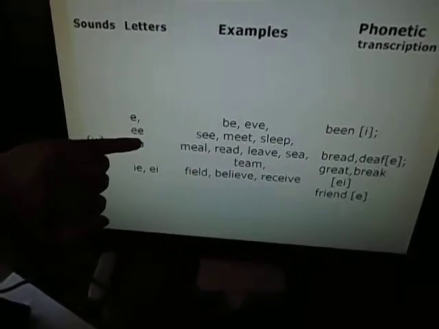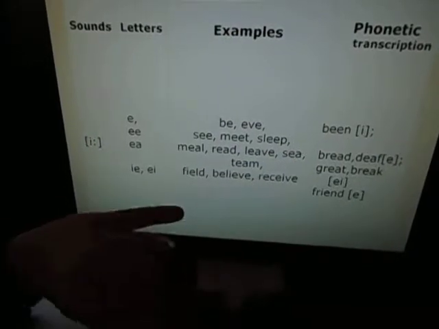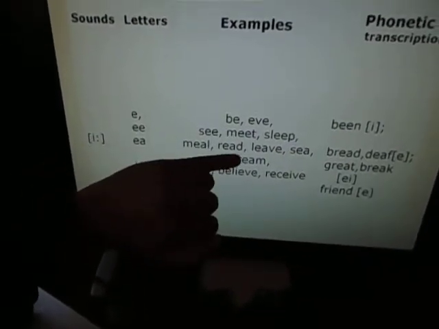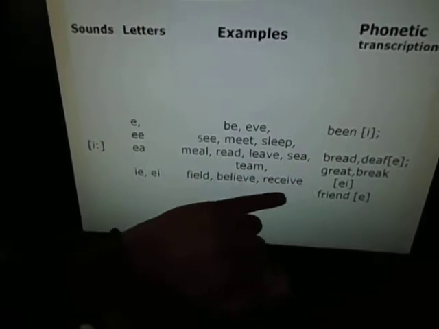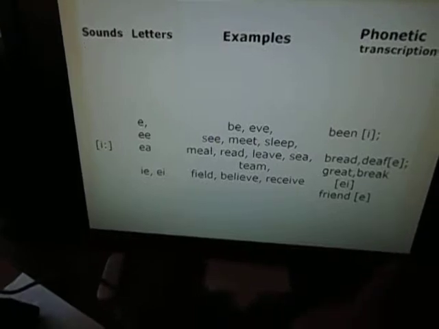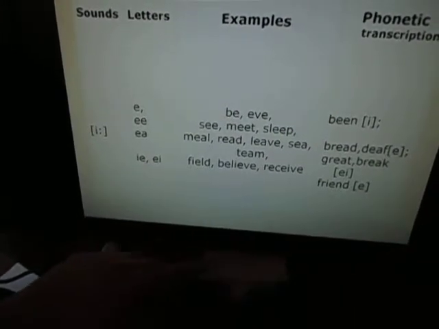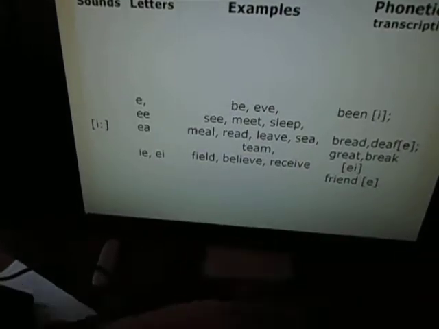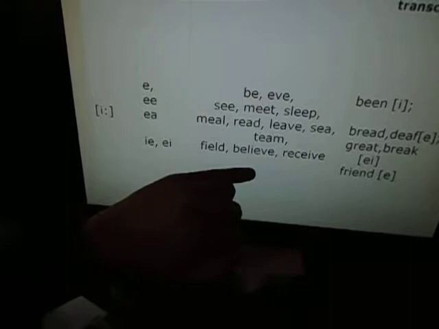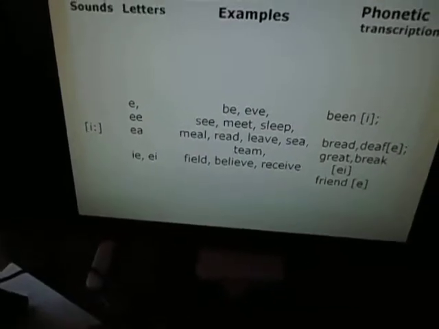So here we have the double E, as in see, meet, or sleep, and we have the E with the A, which is meal, read, live, see, or team, and its phonetic transcription could be breathe, and it sounds like an E. We have greet, break, and in terms of IE or EI, we have field, believe, receive, and the example is friend.